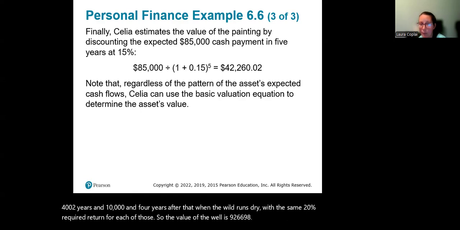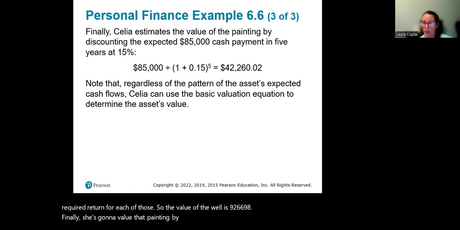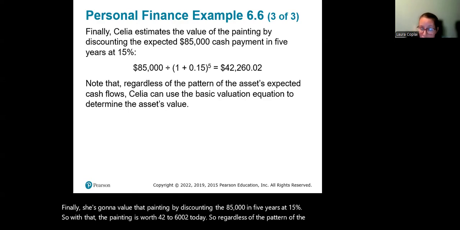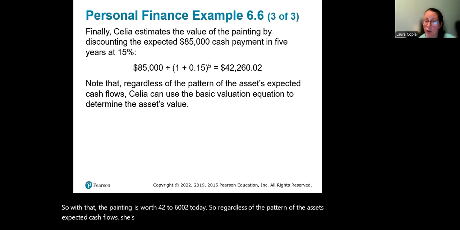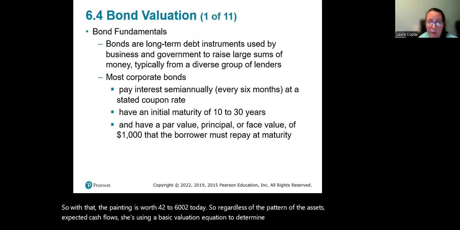Finally, she's going to value that painting by discounting the 85,000 in 5 years at 15%. So with that, the painting is worth 42,260.02 today. So regardless of the pattern of the asset's expected cash flows, she's using a basic valuation equation to determine the asset value.